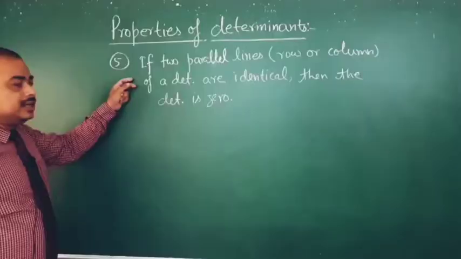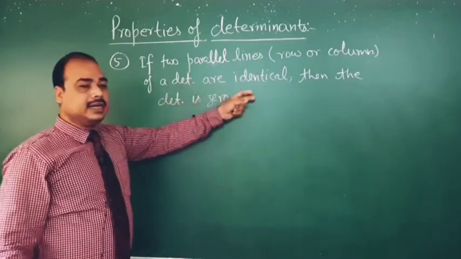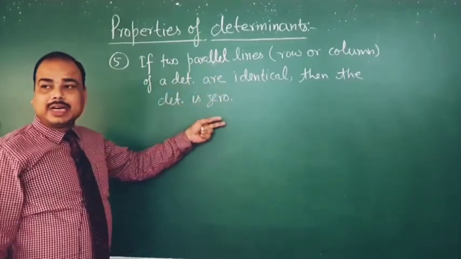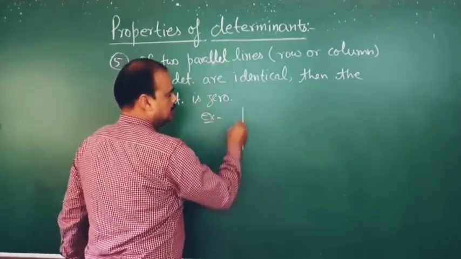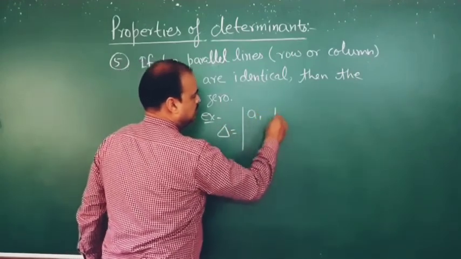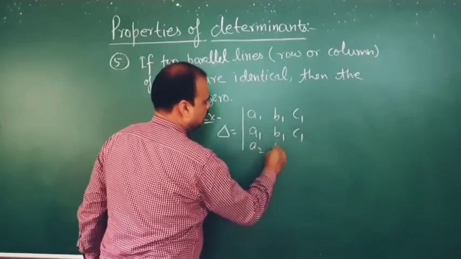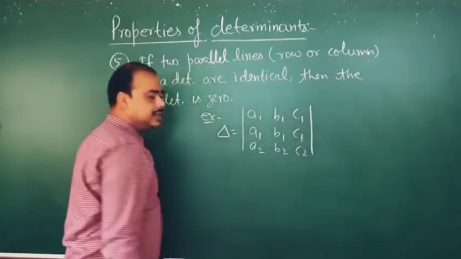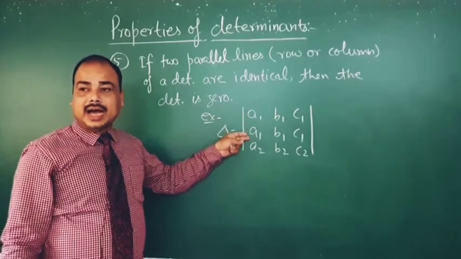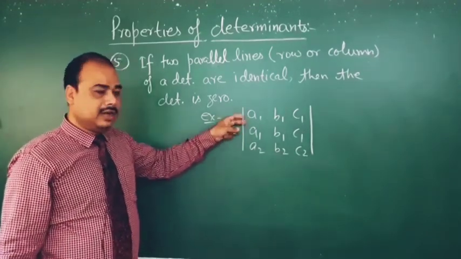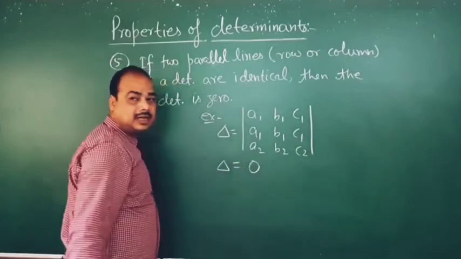Understood? Fifth property. If two parallel lines of a determinant are identical, then the value of the determinant is 0. For example, A1, B1, C1, A1, B1, C1 and A2, B2, C2. In this determinant, first row and second row are both identical. Identical means same, equal. So, the value of this determinant will be 0.